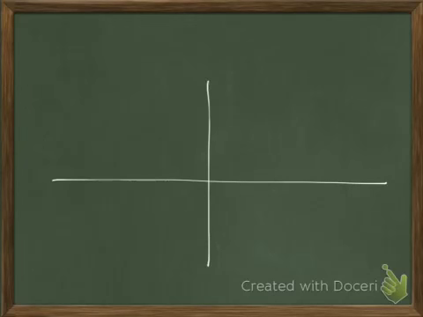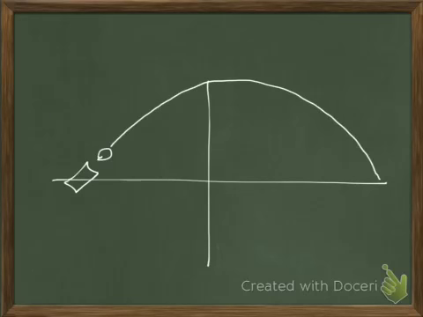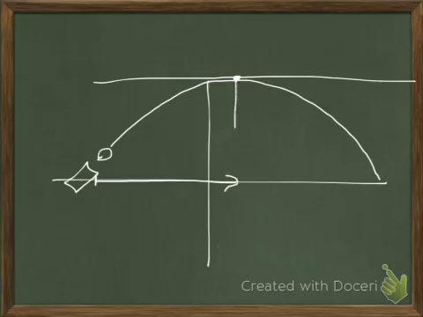So, if this is our plane, and we shot the ball out this way, whenever it changed direction was 100 meters this way, and it took us 5 seconds to get there.